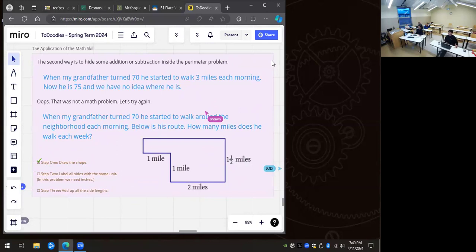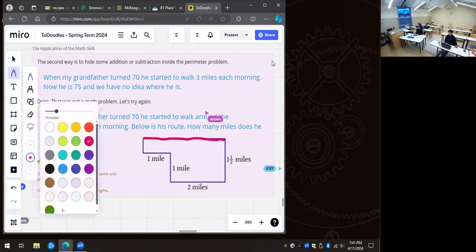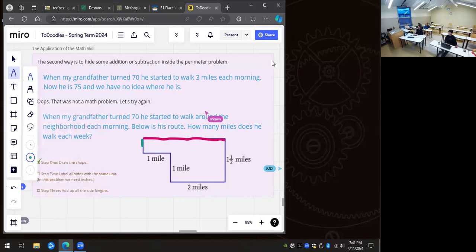But the actual problem is he started to walk around the neighborhood each morning. Here is a picture of his route, but I don't know 2 sides. I'm not sure what this top side is, and I'm not sure what this left side is. I know all of the others. So how much is the red top side?